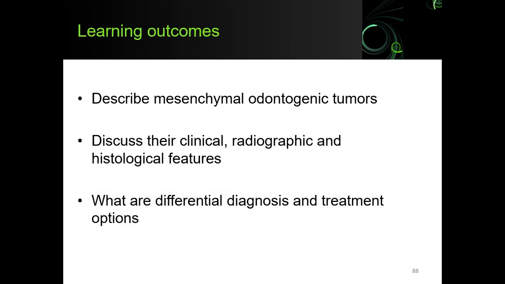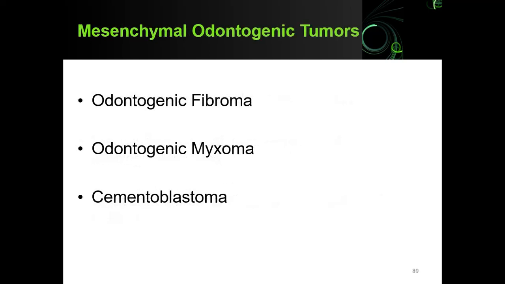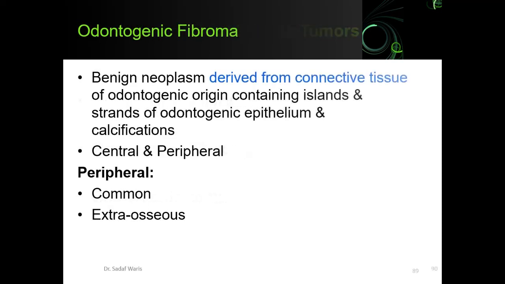So the learning outcome for this lecture would be to describe the mesenchymal odontogenic tumors, discussing their clinical, radiological, and histological features, and then discussing their differential diagnosis and different treatment options. Odontogenic fibroma, odontogenic myxoma, and cementoblastoma come under the heading of the mesenchymal odontogenic tumors. We will discuss all three of them one by one. So let's start with the odontogenic fibroma.